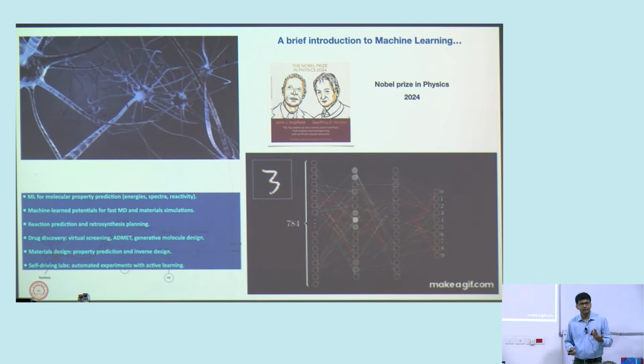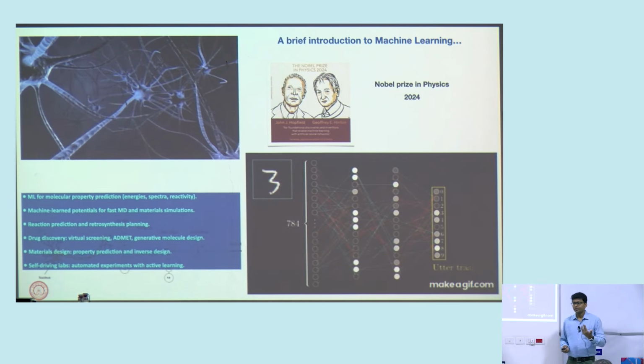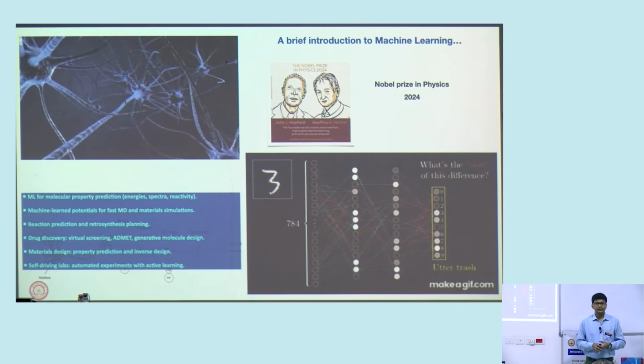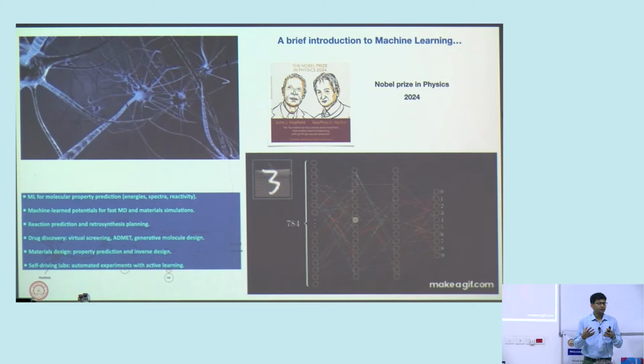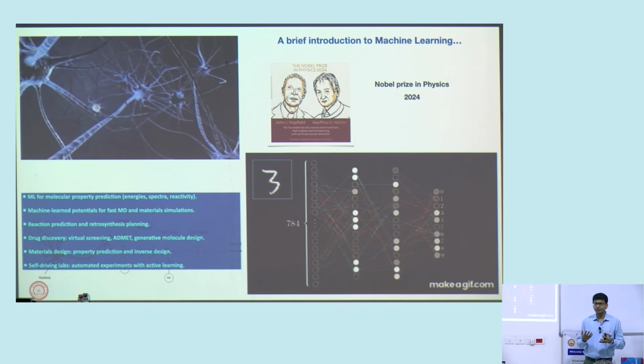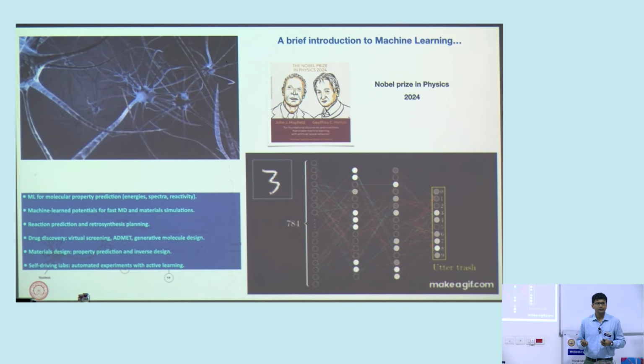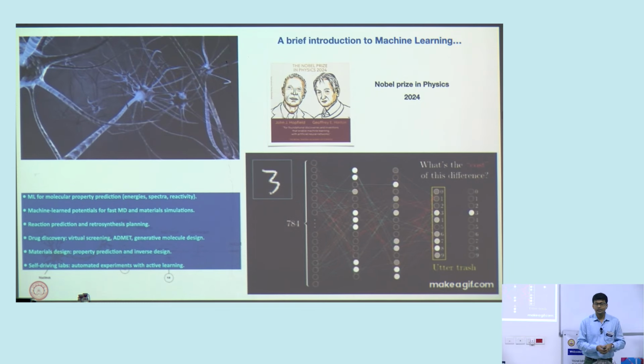Material design, okay, you want to design something, let's say, that can sustain high temperature, high pressure. For many applications you can design it based on some existing data.